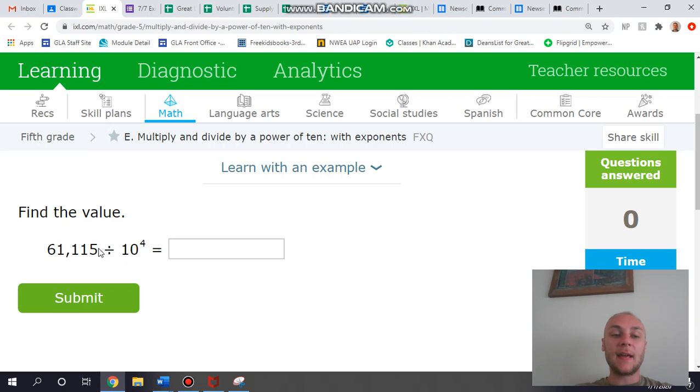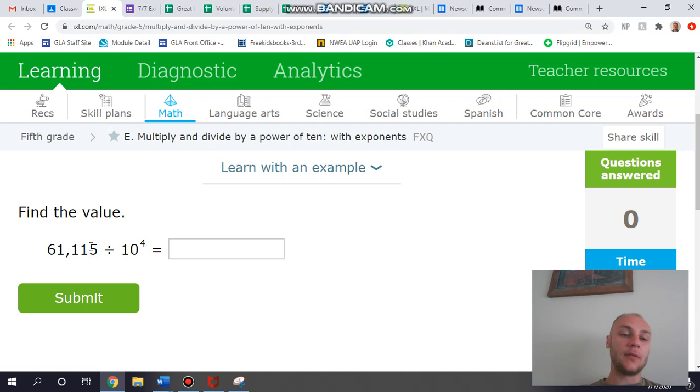So you have to take that invisible decimal point and you're going to have to move it whatever our exponent is. Our exponent is 4. So that means we're going to need to move it 4 places. Since we are dividing, we move the decimal point to the left. And we move it 4 spaces to the left because our exponent is 4.